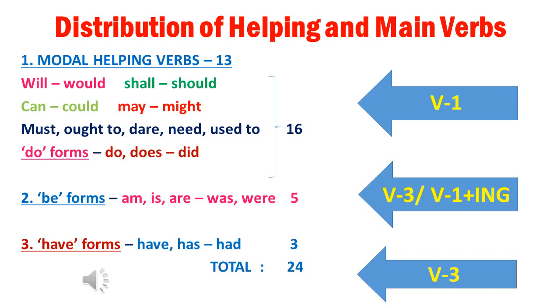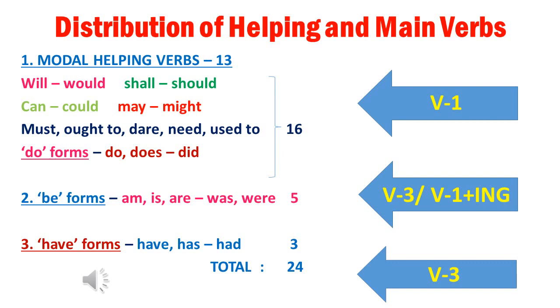Is, am, are, was, were are said to be the be forms. We can use V3 or V1 plus ing with the be forms. If the sentence structure is in the passive voice, then we use V3. If the structure is in the active, we use V1 plus ing. Is going, am going, are going, was going, were going. In the passive pattern, is taken, am taken, are taken, was taken, were taken.